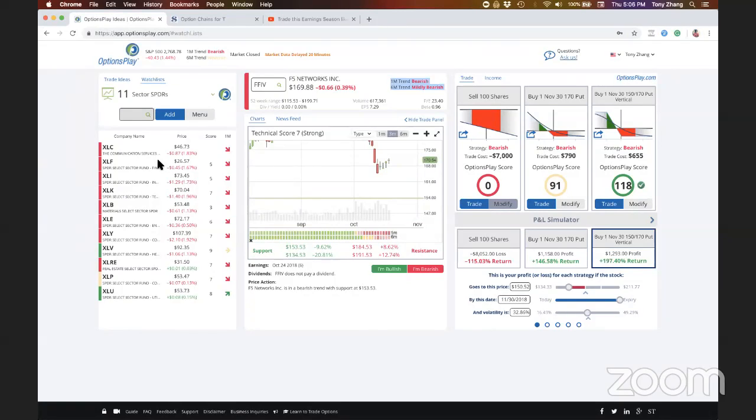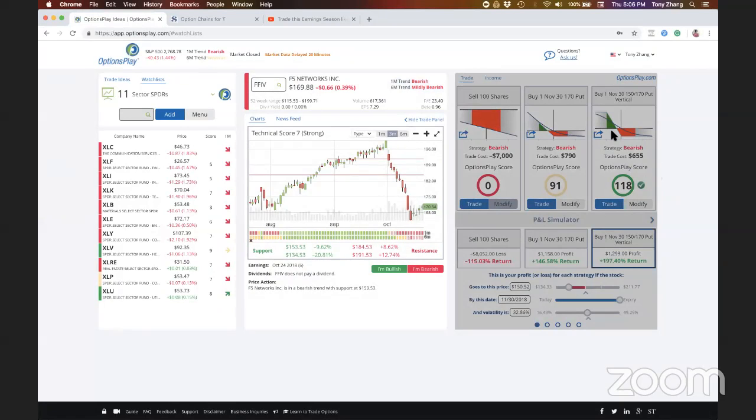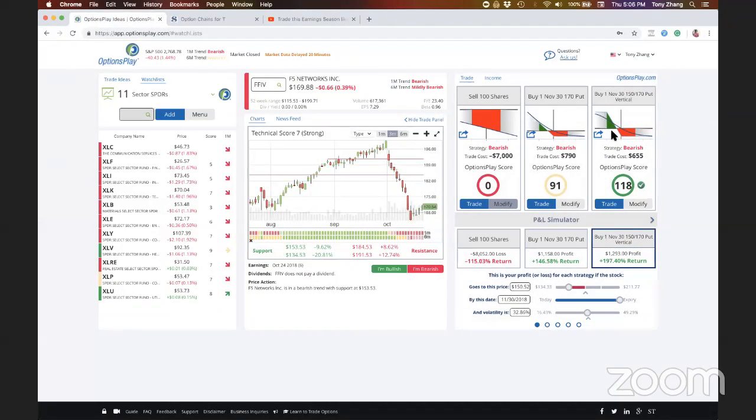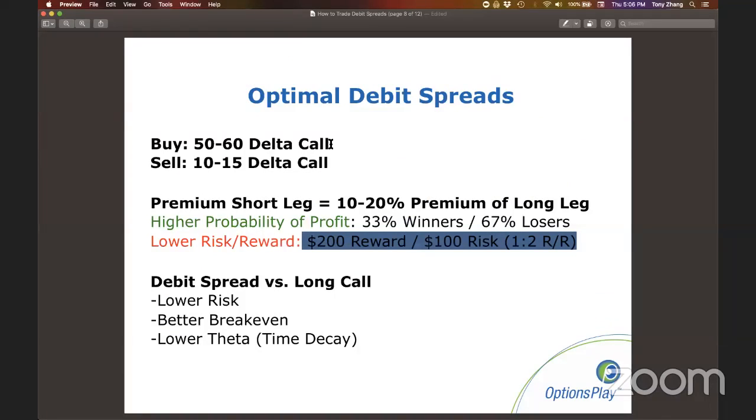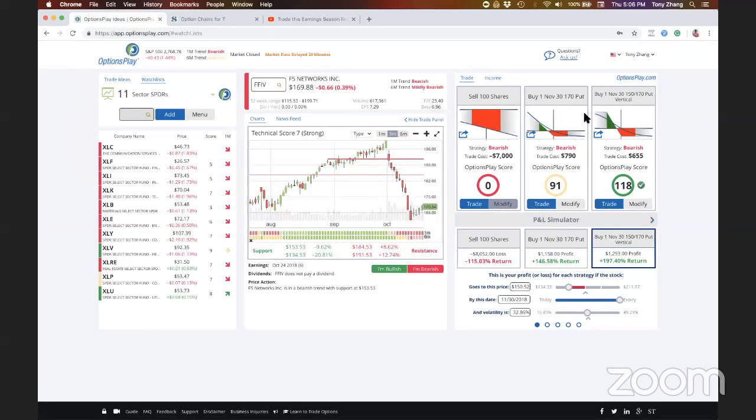That's the goal of this, is to show you how you can type in any symbol and instantly see a spread that's already optimized for you based on the parameters that we've talked about here of buying a 50 to 60 delta call and selling roughly a 10 to 20 delta call against that. That's exactly the spread that we're optimizing for you here.